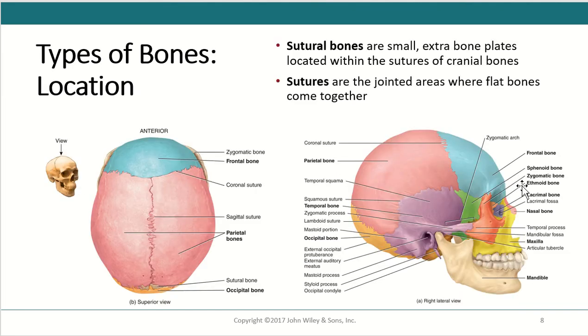We can also classify the types of bones based on their location. So we have sutural bones. These are going to be small extra bone plates that are located in the sutures of the cranial bones. These are what's responsible for holding them together. And then we have the actual sutures themselves, and these are going to be the jointed areas where flat bones are going to come together.